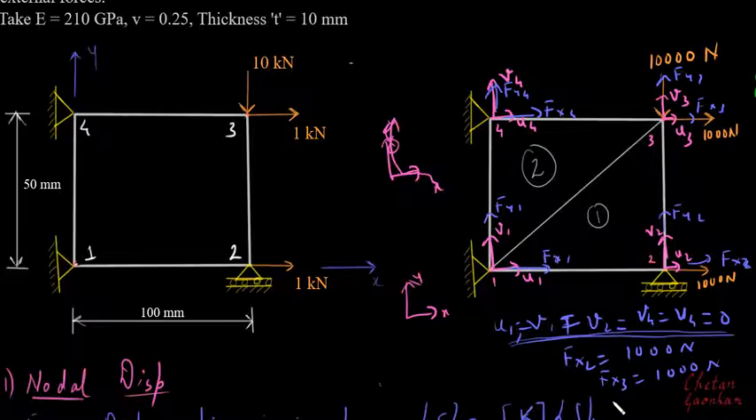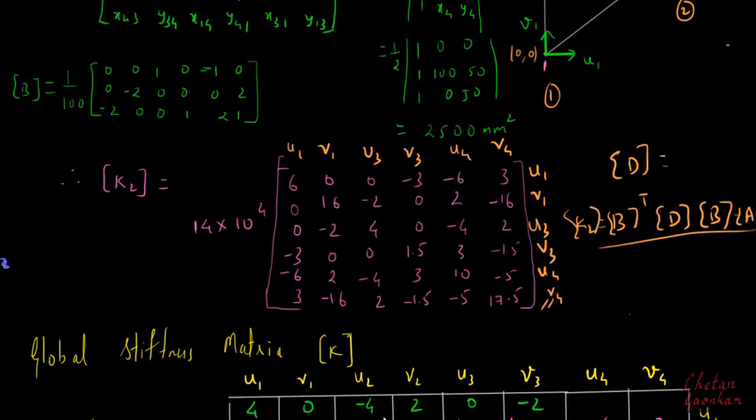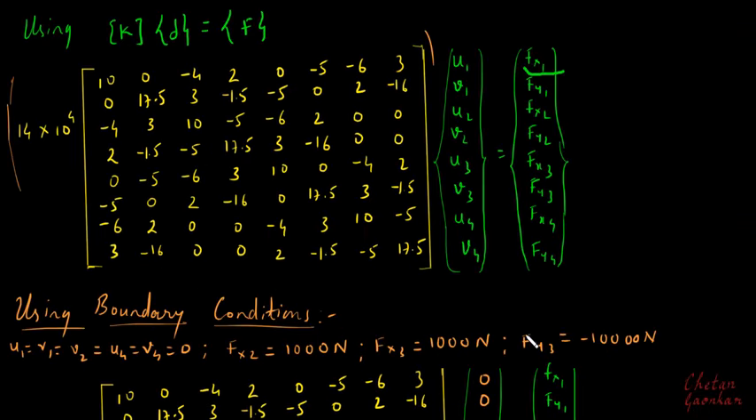And in place of fy3, look carefully, fy3 was in the positive direction, positive reference axis y, but the applied load is in the opposite direction to that of the positive y axis. Because of that, fy3, which was in the positive y axis, will be minus 10,000 Newton. So these are our essential boundary conditions, these are our natural boundary conditions, and we will have to use these boundary conditions now further in our force displacement equation.